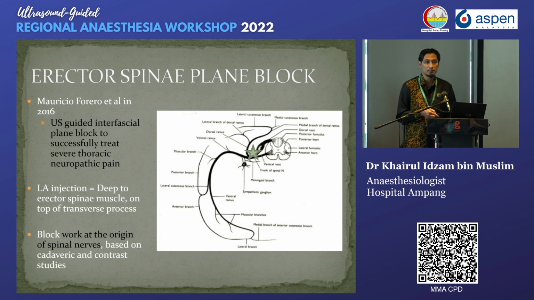So this is the last topic, the ESP block. It was described by Forero in 2016. He described an interfascial plane block which successfully treated severe thoracic neuropathic pain. So the LA is injected deep to the erector spinae muscle, on top of the transverse process. The block works at the origin of the spinal nerves, based on cadaveric and contrast studies. So this is the level where we inject the LA for the ESP block.